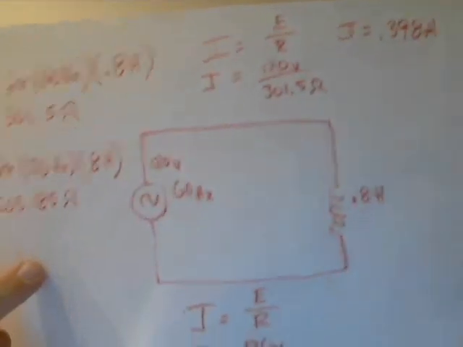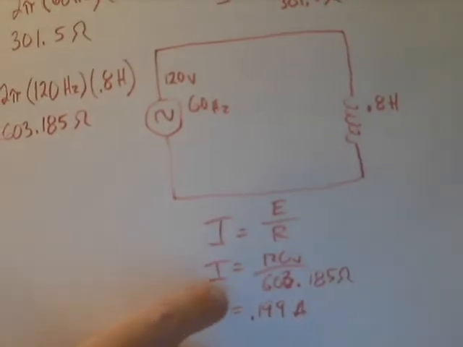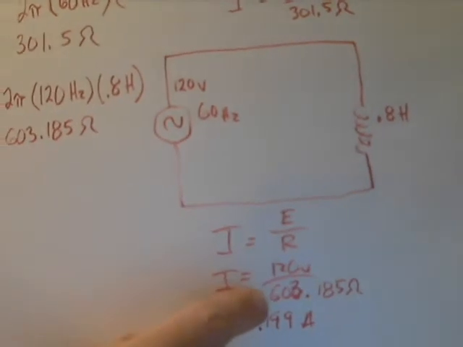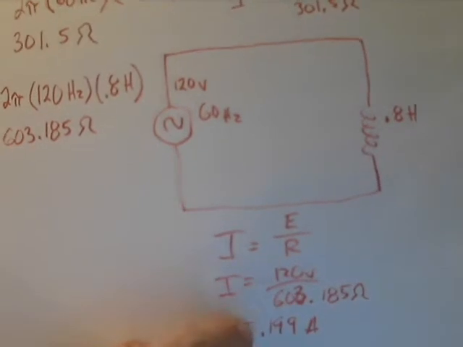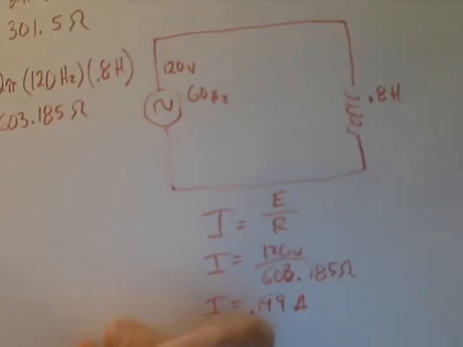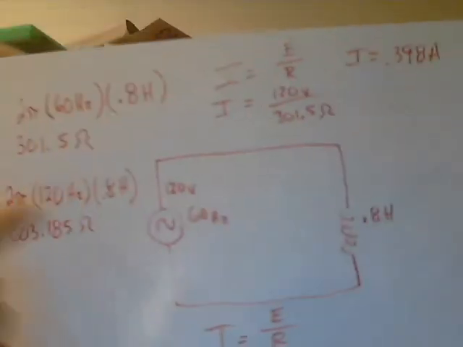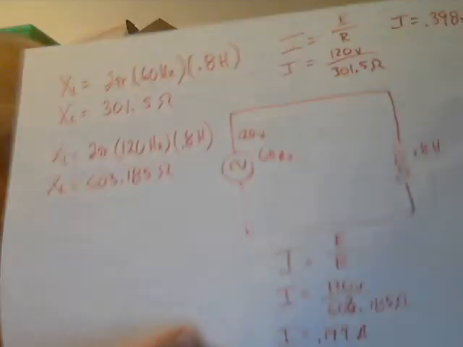We take this new value and plug it back into my formula. I'm trying to find the current flow, so I use the 120 volts and divide that by the new inductive reactance value of 603.185, and I now come out with a current of 0.199 amps, which is substantially less than the value of 0.398. In fact, I've practically cut the current flow in half. So that's how inductive reactance works in an AC circuit.